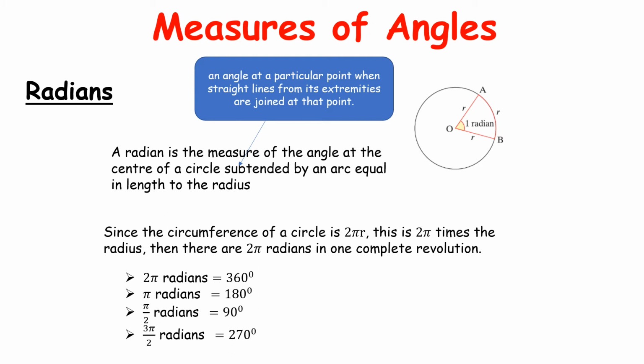Going to our 4 points we had on our previous slide, we can say that 3 pi over 2 radians is 270 degrees. How you would probably work to that is, well, 90 degrees to get to 270, multiply it by 3. Pi over 2 radians, multiply it by 3, and that gives you 3 pi over 2 radians.